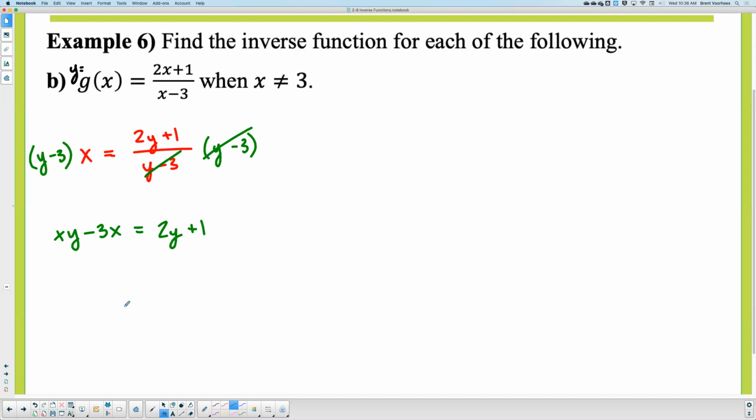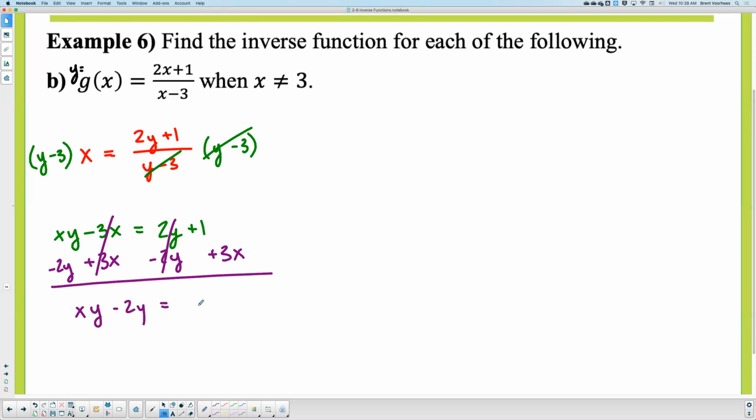Okay. Now what? We want to get our y's together on one side. So I heard add 3x first from Alexis. I agree with that. Because that does not have a y, we want to move that away. Subtract 2y. This will group our y's together. So I now have xy minus 2y equals 3x plus 1. Good.